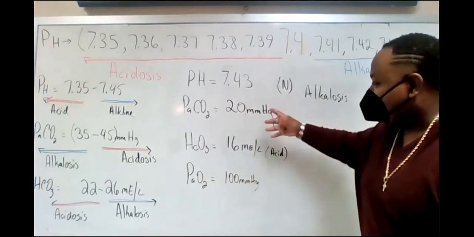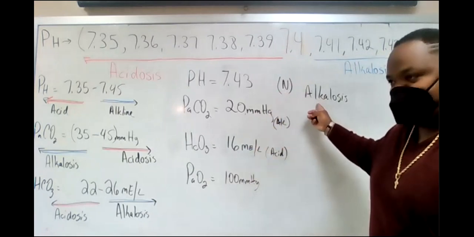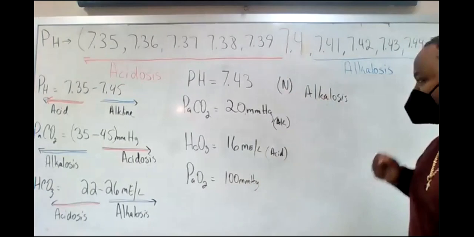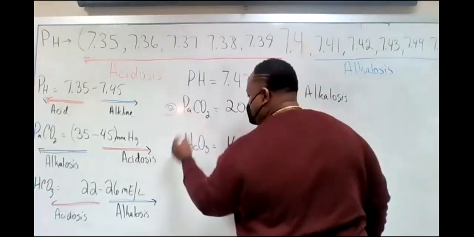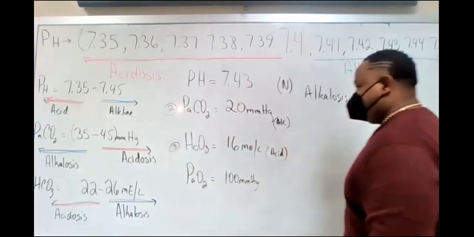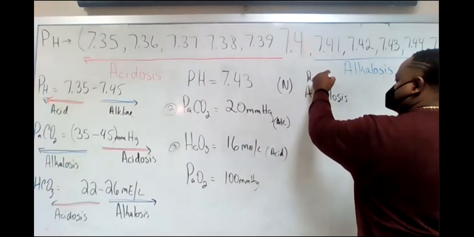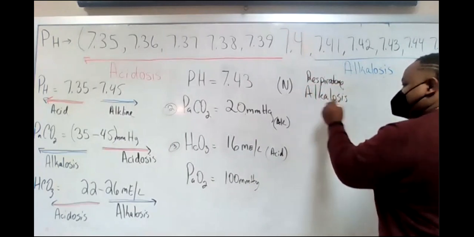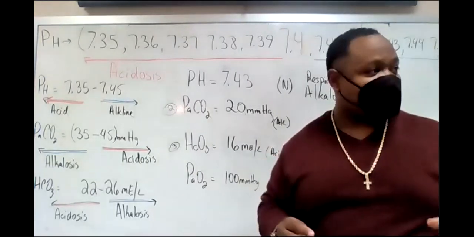Now, let's find out who player 2 is. Player 2 is the one that's matching pH. So which one is causing the problem? Respiratory. That's player 2. And so bicarb will have to be player 3. So we are in a respiratory alkalosis. Now we need to deal with the compensation aspect.